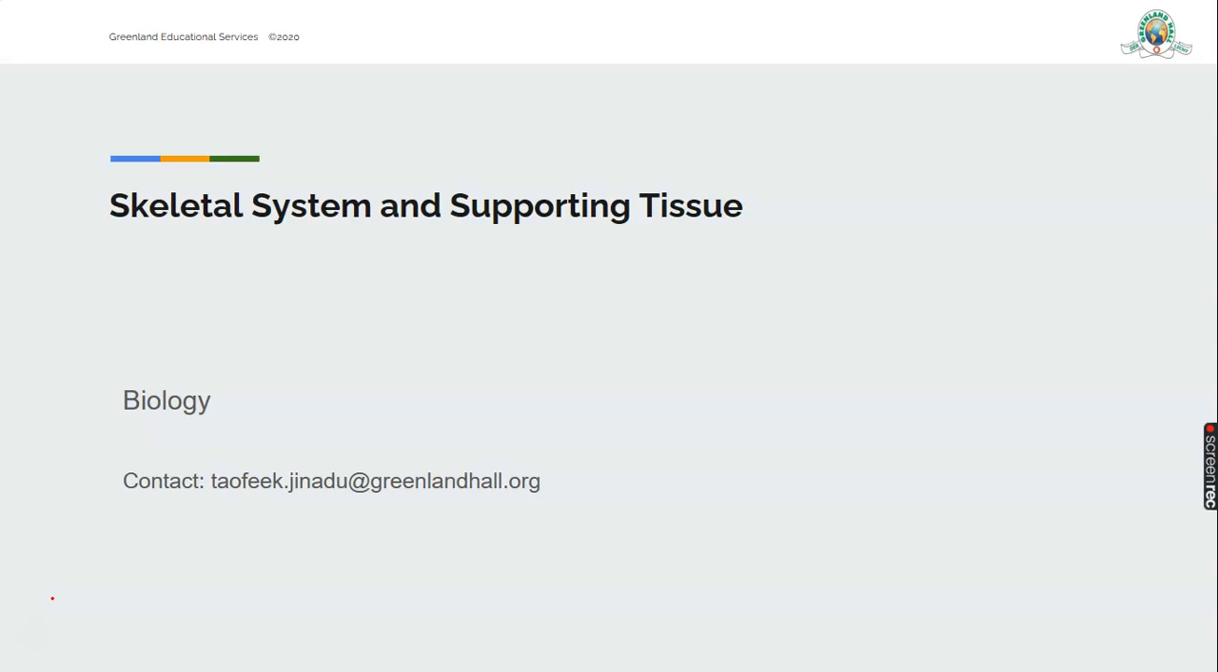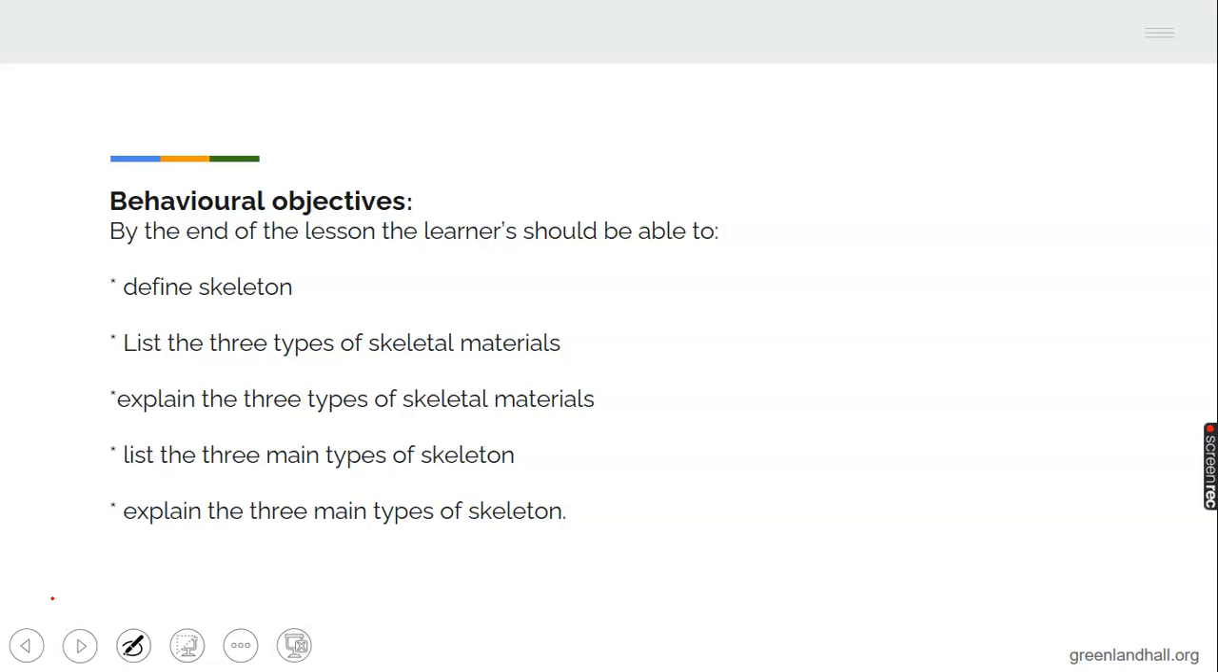The topic before us this morning is skeletal system and supporting tissue in animals. By the end of the class today, you should be able to define skeleton. You should be able to list and explain the three types of skeletal materials, and list and explain the three main types of skeleton.